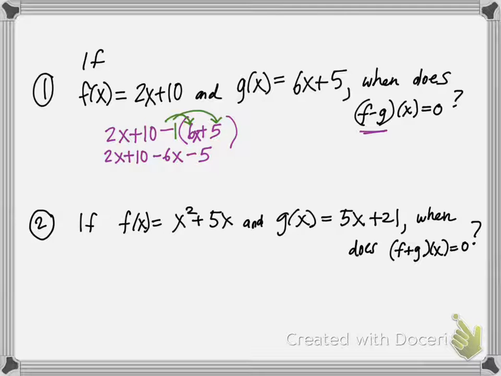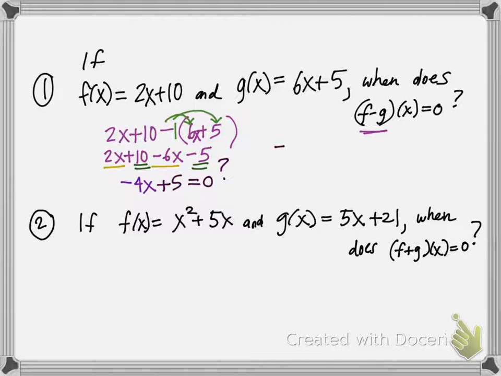Combining like terms from here, I can combine 2x minus 6x, which would be negative 4x. And then I can combine 10 and then minus 5, which would be 5. So it's asking, when is this answer, which is negative 4x plus 5, when is that equal to 0?